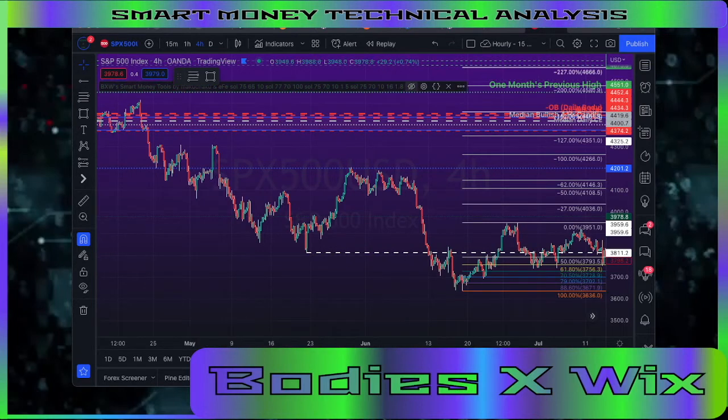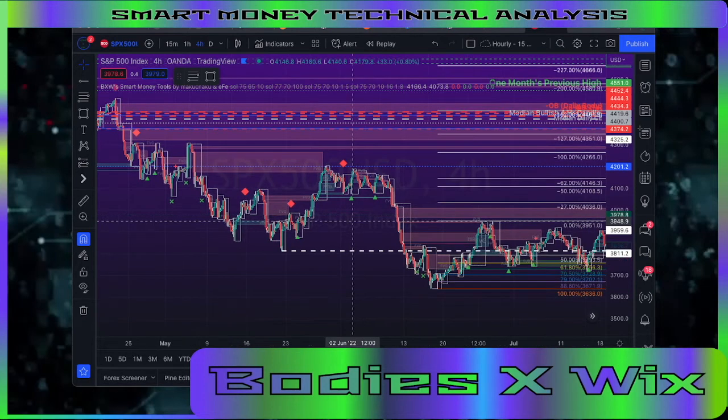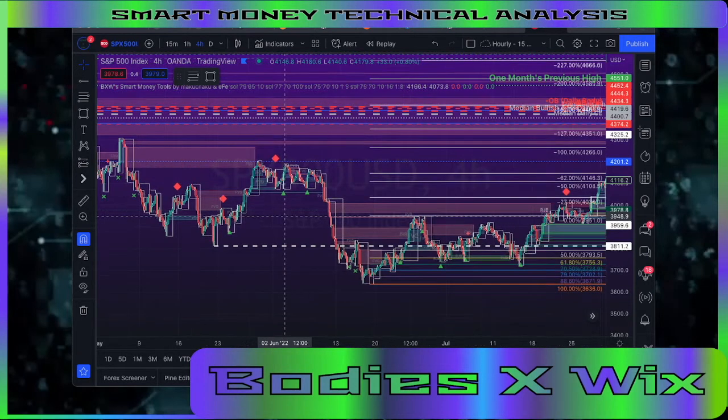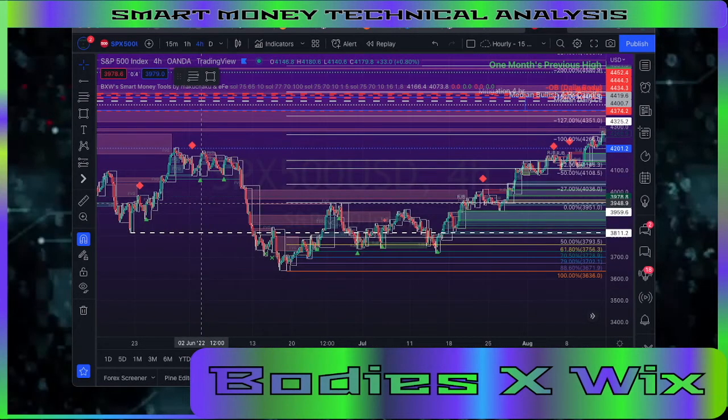And again, you can look up that super order blocks indicator that I have. I just turned it on. There we go. And it will show you where the break of structures are, where the fair value gaps are, where all that good stuff is.